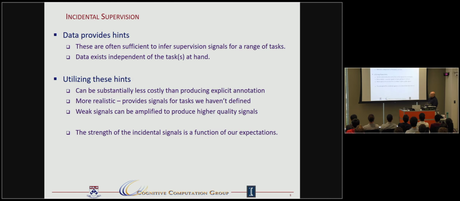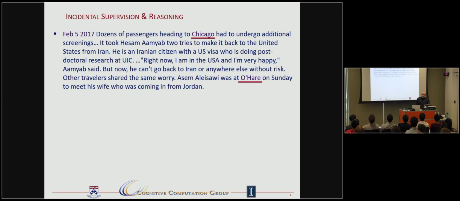I will try to argue that the strength of these incidental signals is really a function of our expectation from the output, some knowledge that we have about what's about to happen. And I'm going to start by giving you a few examples. Here is a short paragraph, and you can read it, you can see that Chicago is mentioned there. Keep on reading, and you'll see that O'Hare is mentioned there.